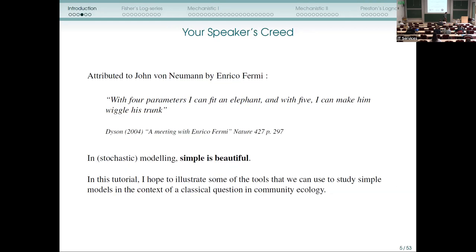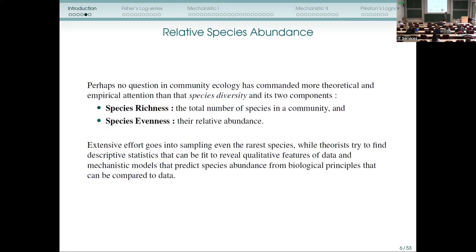Oh yeah, sorry, one last thing. What I'm going to do here is talk about some of these stochastic modeling techniques, some of these types of stochasticity, in model zero for community ecology. And that's the question of relative species abundance. Again, you probably came here looking for a bunch of sophisticated microbial ecology, and I'm giving you ecology 101 here, which is species diversity.